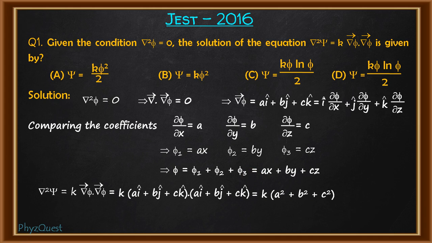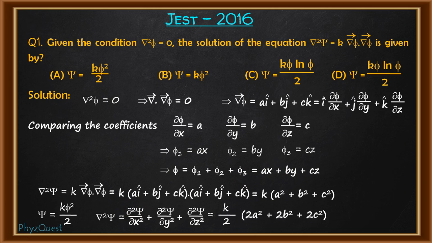Now we'll check. First, let's start with option A. If we check option A, psi is given as k phi square divided by 2. So now del square psi is equal to del square psi by del x square plus del square psi by del y square plus del square psi by del z square. Now here we put the value of phi, which is this expression, in all the three differentials. See here, the first differentiation will be 2 into this term, and ultimately this will yield k by 2 into 2a square plus 2b square plus 2c square.